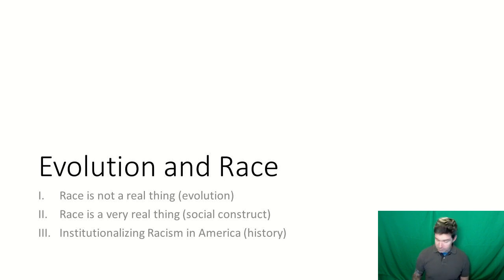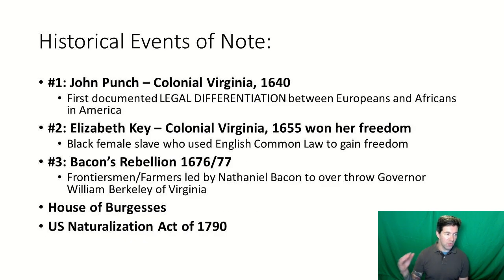So with that, what we'll do is look at three historical events, and then move into some of the laws that were established in colonial times that were the foundation of our modern laws in America, and then some of the evidence and data that suggests the laws that have persisted even into modern times continue to bias advantage towards white people. Our first one's John Punch, then Elizabeth Key, and then Bacon's Rebellion as three big ones.